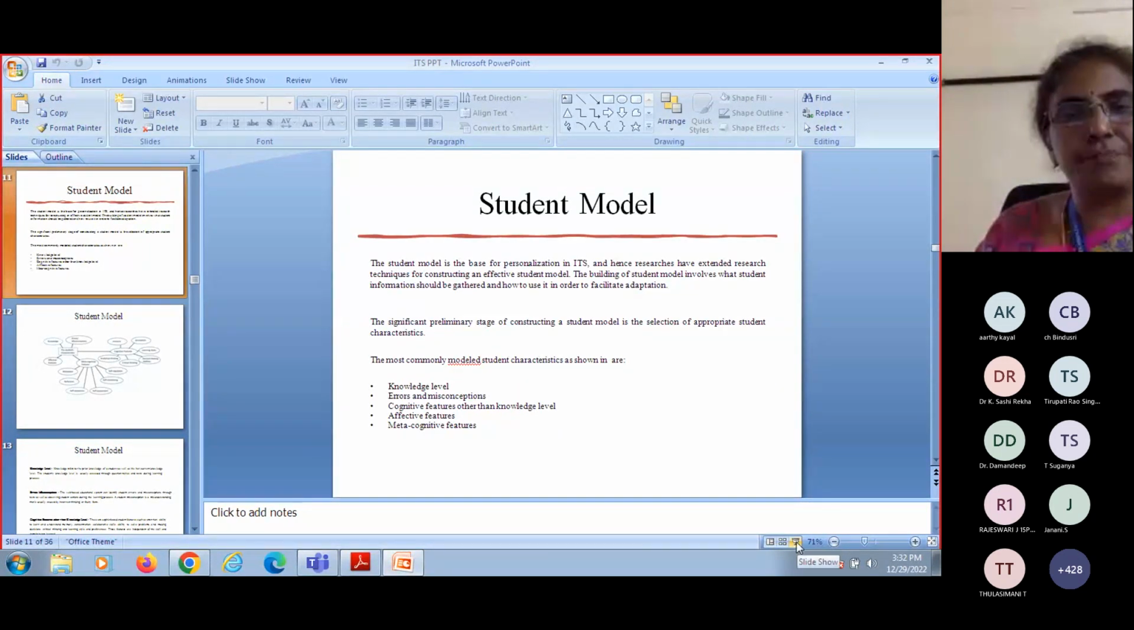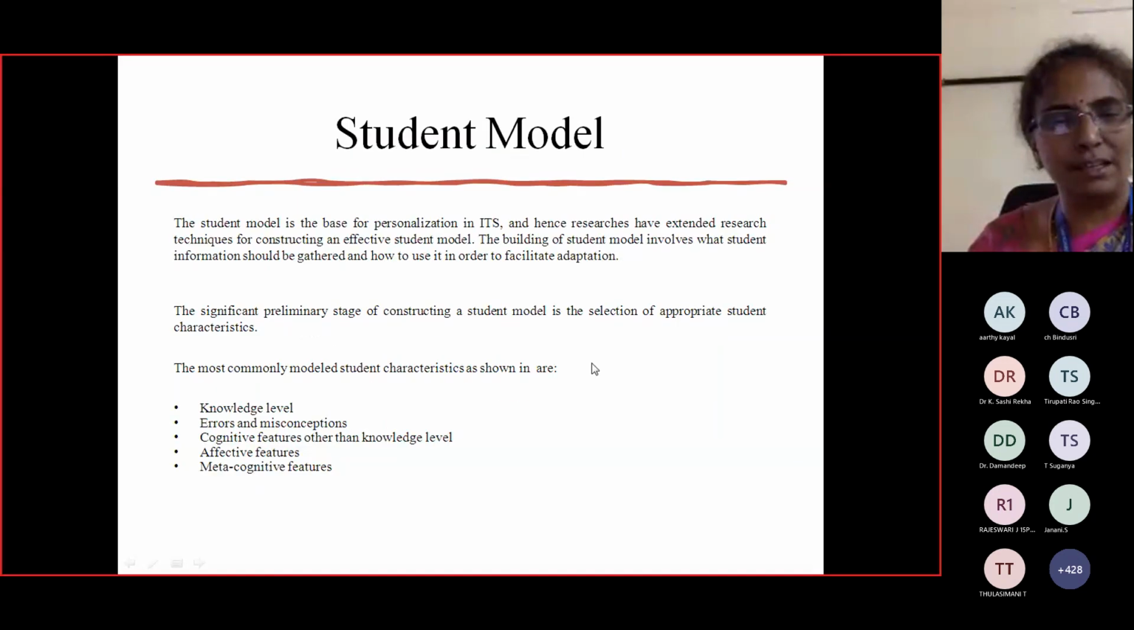Basically the characteristics that the student module needs to assess are the knowledge level of the student, and what errors or misconceptions he has. Some students have certain misconceptions related to a particular topic, and because of that, they may be doing the problems in an incorrect manner. Finding out those is also one characteristic, and other characteristics are cognitive features, affective features and metacognitive features, which we are going to see in detail. These are the characteristics of the student that need to be modeled in the student module.